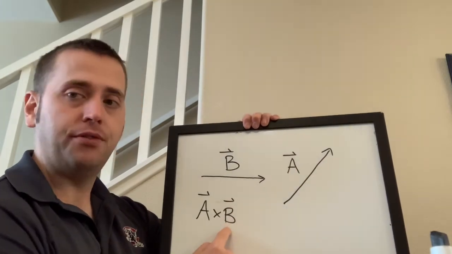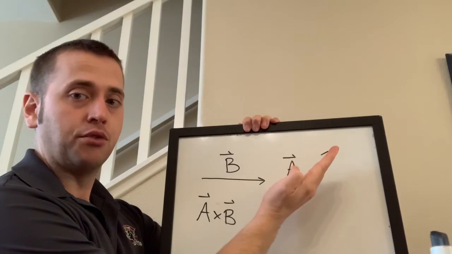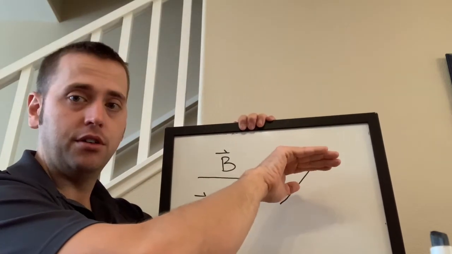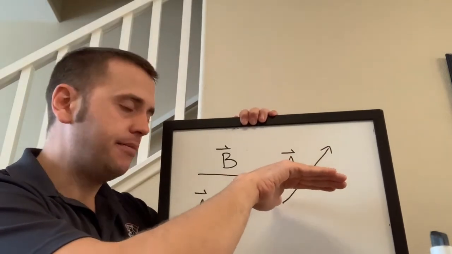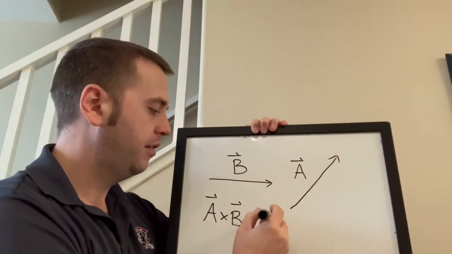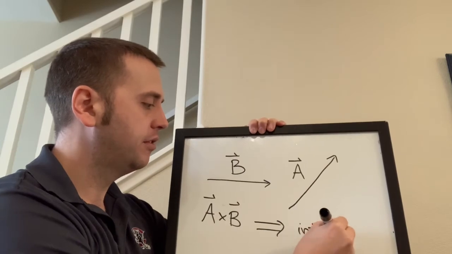But then I have to curl the fingers of my right hand in the direction of B. In order to do that, I'm going to have to flip my hand around like this, then I can curl in the direction of B. Once I do that, my thumb is now pointing into the page. So the cross product A cross B is into the page.